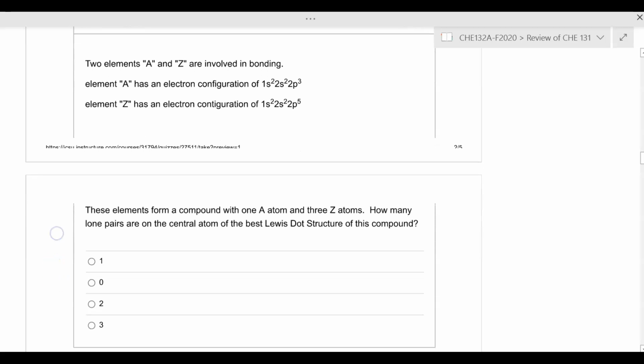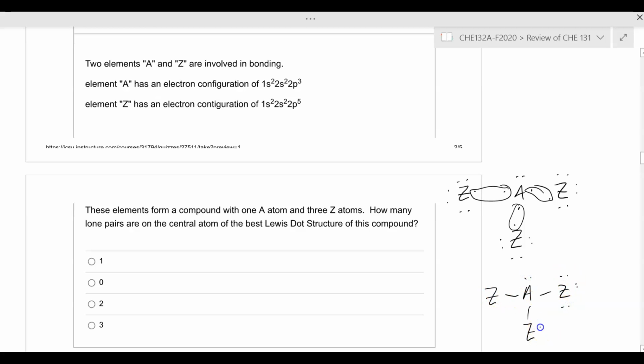And then I'm asking you to describe the Lewis dot structure. So, you know, we figured out before that A looks like this. Z is going to look like that. So these two, and these two combine, and we wind up with A, Z, Z, Z. The A has a lone pair, the Z's have 3 lone pairs each. So everybody has an octet.